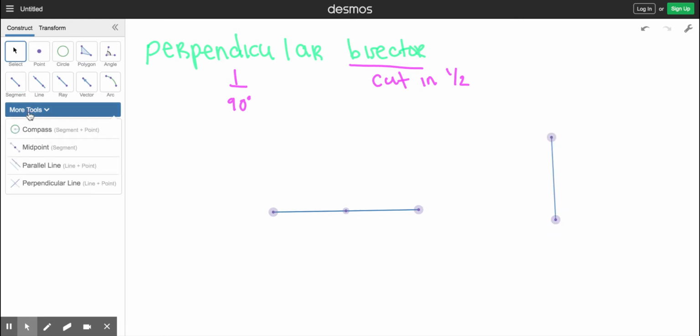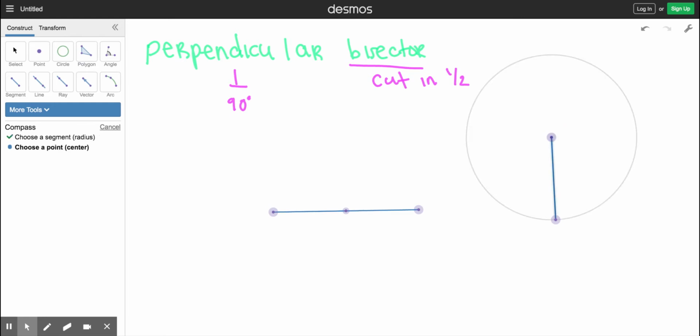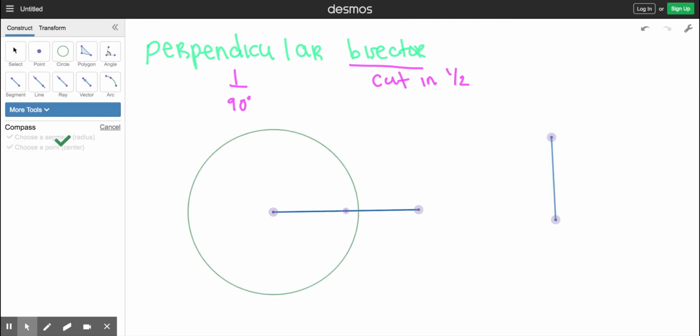I'm going to grab my compass, and this is going to force my compass to open with a radius of this segment. Whoop, right? So I've got a circle. That's my compass. A compass would form a circle that has a radius of that segment. If I go over here, okay, good, right? So I can see it was open to more than halfway, and I'm going to click.